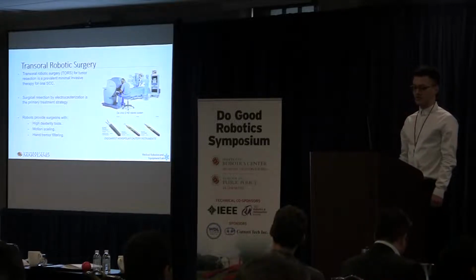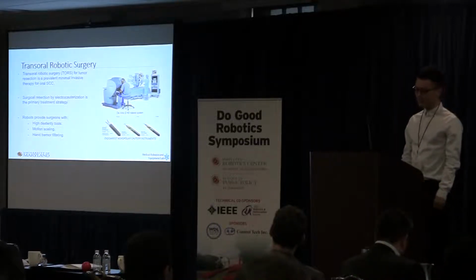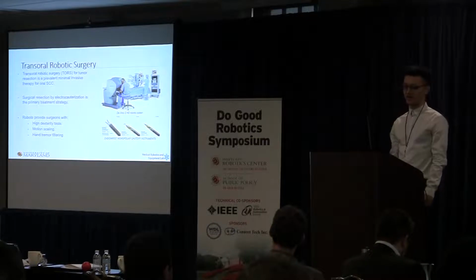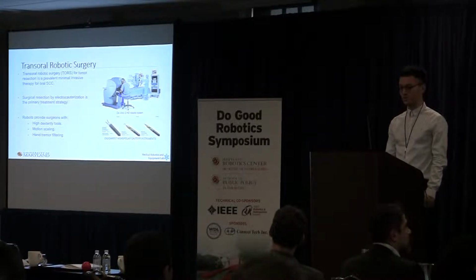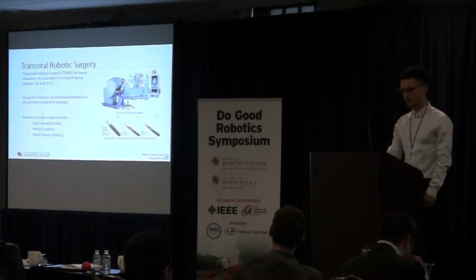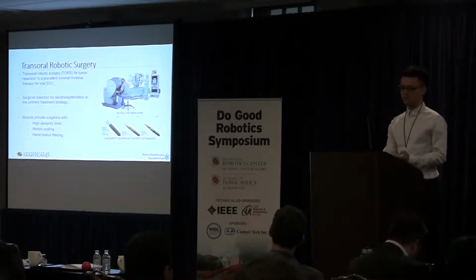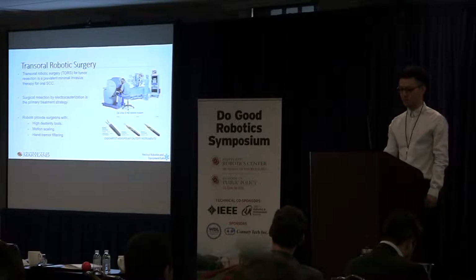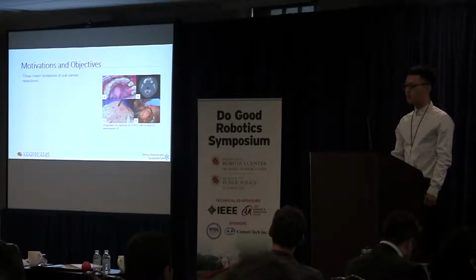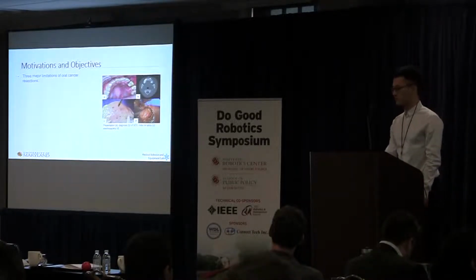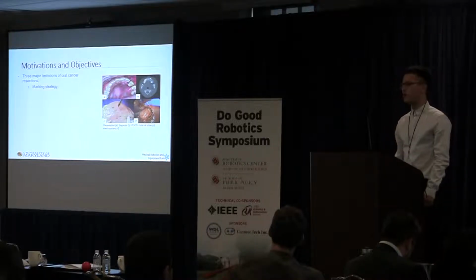The robot system provides surgeons with a lot of advantages, including high dexterity tools, motion scaling, and hand tremor filtering. However, it's not perfect. There are still limitations, and those limitations trigger the motivations of this research. There are three major limitations of oral cancer resections. First is the marking strategy.